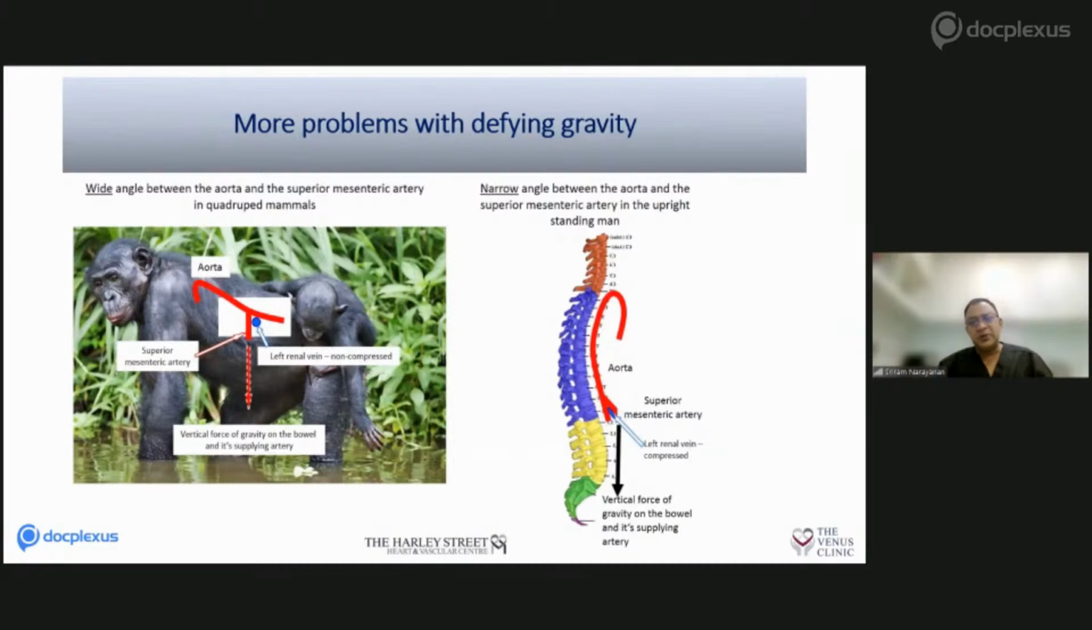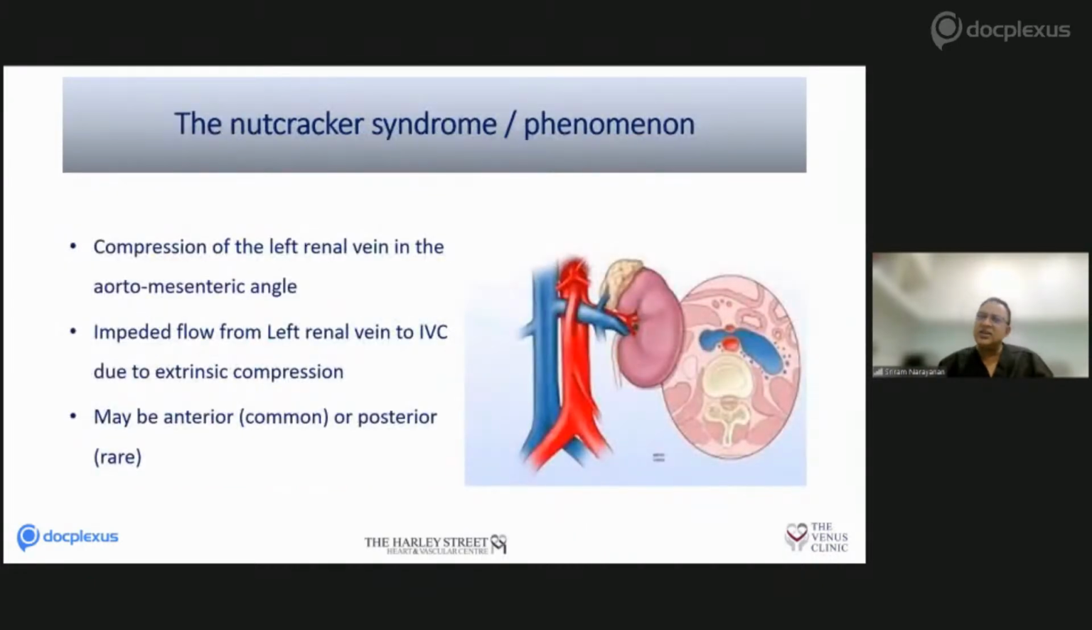The other problem with standing up is the association of the left renal vein with the superior mesenteric artery and the aorta. The superior mesenteric artery compresses this left renal vein against the aorta as it passes from the left side towards the right side towards the IVC. And this is really called the Nutcracker phenomenon or the Nutcracker syndrome. And you can see here from the left to the right, the left renal vein crosses and it gets caught between the superior mesenteric artery and the aorta.